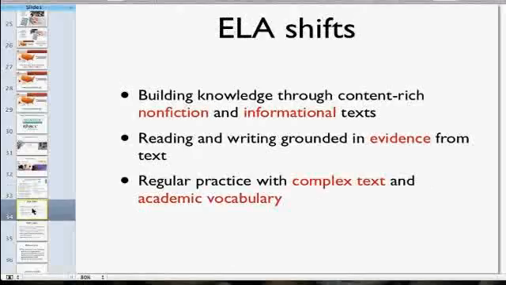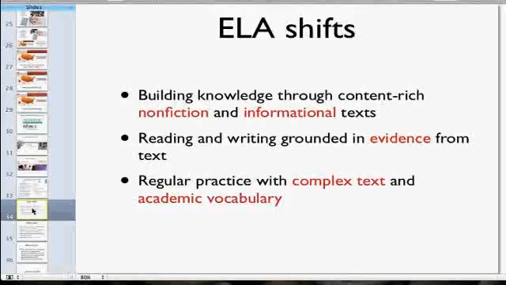There is a focus on a balance of informational text, reading informational text, and reading literature. So right now in many classrooms across the United States, we have a great deal of literature being read, and the Common Core state standards are looking to balance that out with more informational text being not only read but written about.